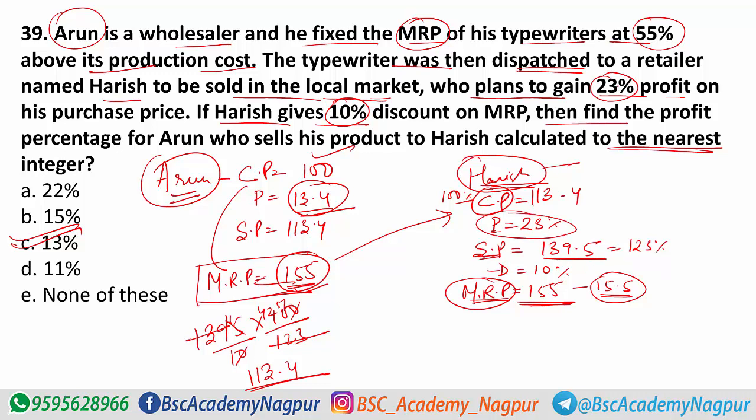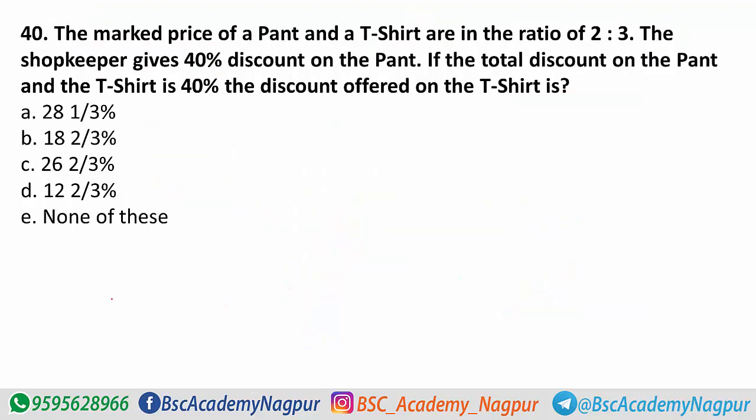Question is asking how much profit. 23% profit. So we have to find the cost price of Haris. We got that 113.4. This 113.4 is the selling price of Arun. Arun marked up to 155, but he sold at 113.4. The profit of Arun is 13.4. That means 13%. This is your question. Nice question it was. Right, coming to the next one, question number 40.